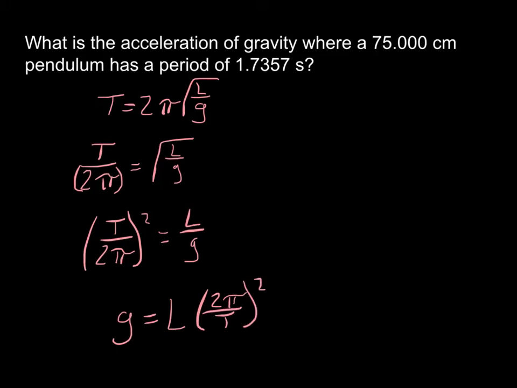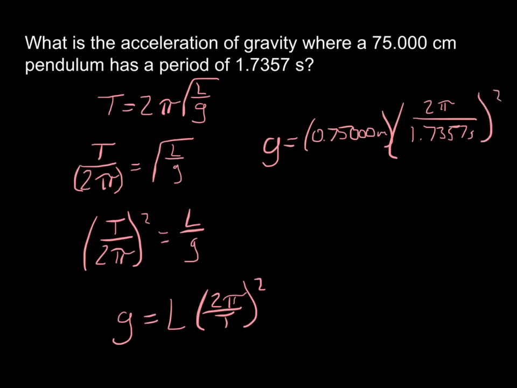So when we go to solve, g is going to equal our length of 75 centimeters, or 0.75000 meters, times 2 pi over our period, 1.7357 seconds, squared. And the acceleration of gravity we get, carried out to 5 significant figures, since that's what we have up in the problem, would be 9.8281 meters per second squared. That's our final answer.